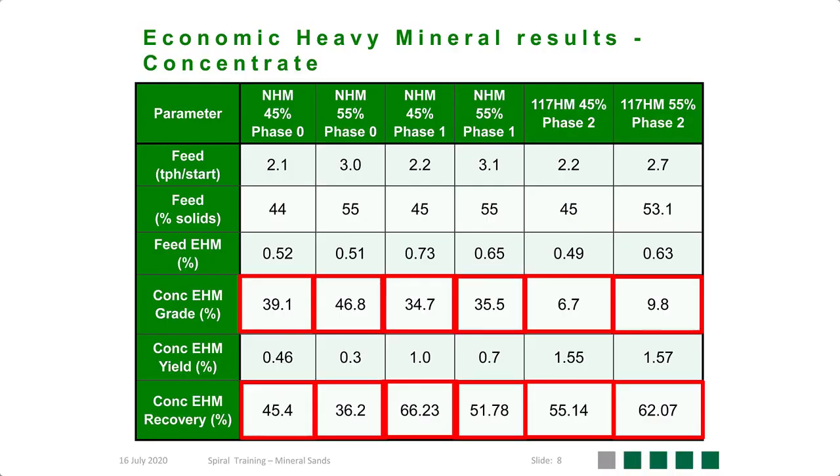What I also want to show is the grade of the economic heavy minerals to the concentrate. Now, if we look at 45% solids, we can see it decreases over all the phases. Now, at 55% solids, it follows the same trend. For instance, at phase 0, we are sitting at around 47%. Phase 1, 36%, and then phase 2, 10%. So here we must remember that there is always a compromise between grade and recovery. So if we increase in the recovery, we are compromising some of that grade.